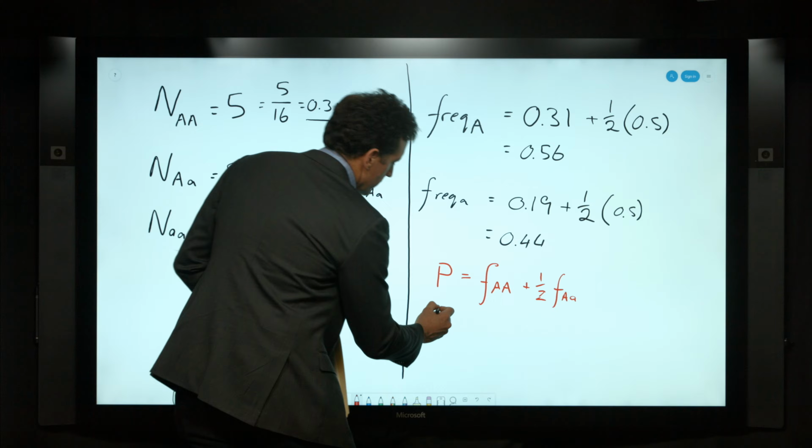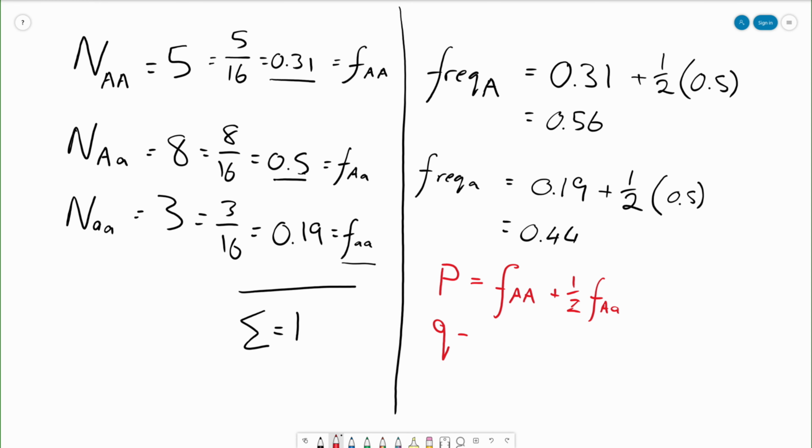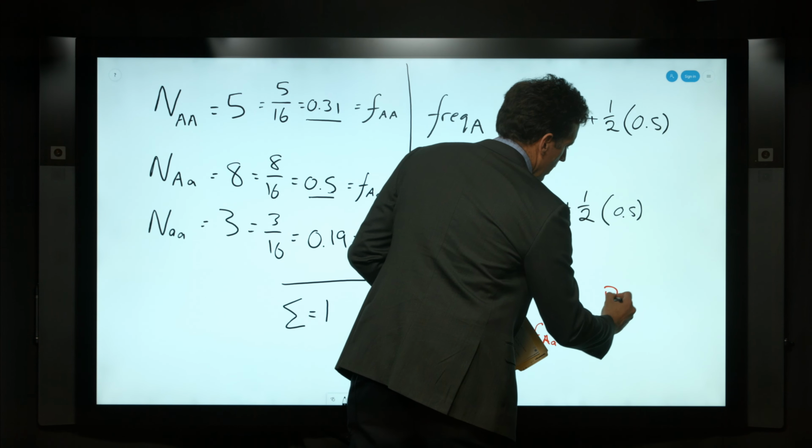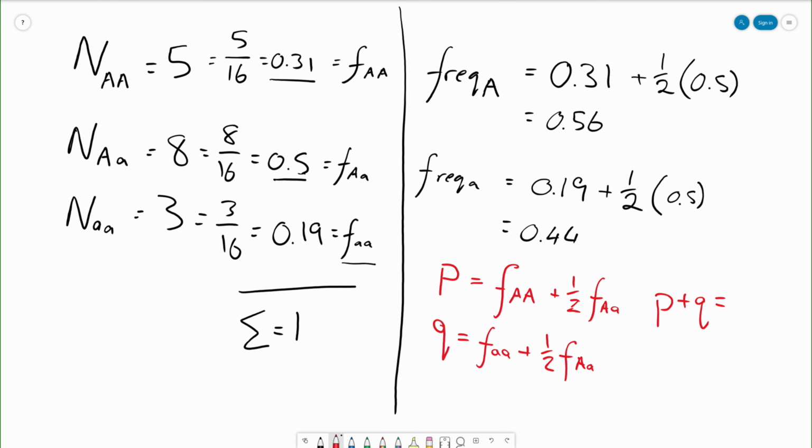By contrast, the Q allele, so we typically use that by convention for the lower frequency allele, is present at the frequency equal to the little a genotype plus half the frequency of the heterozygotes. And as we saw in the example above, P plus Q is equal to 1.